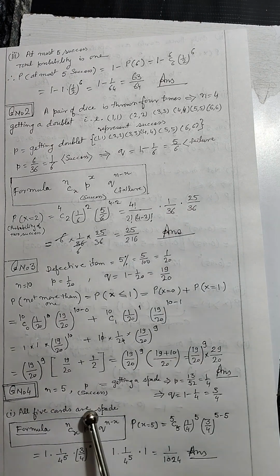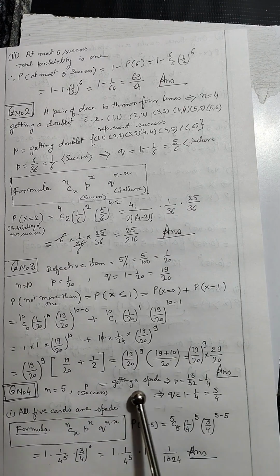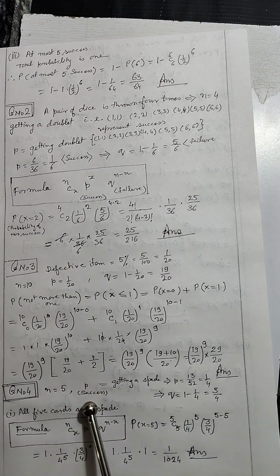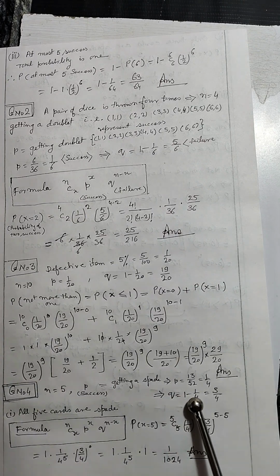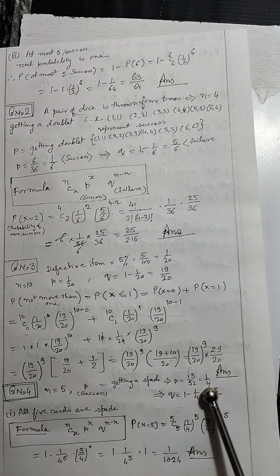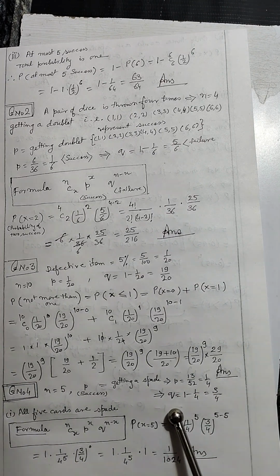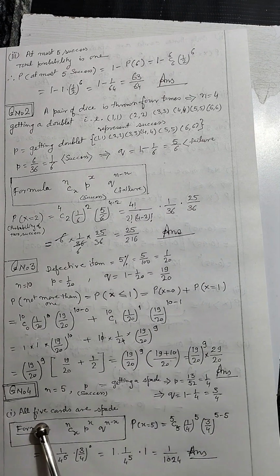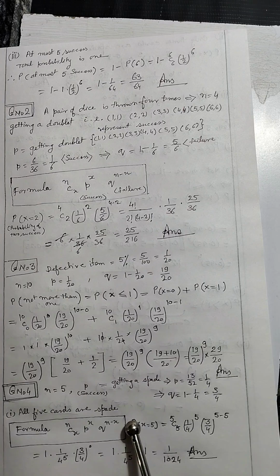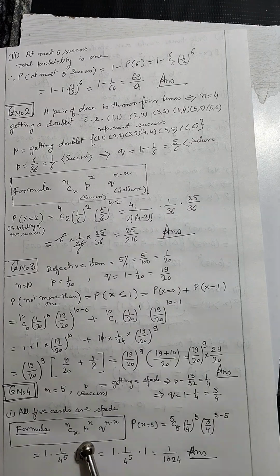Here n is 5. P stand for the success and getting the spade. Spade अगर आता है तो सक्सेस का है. So probability will be equal to 13 divided by 52, that is 1 by 4. And failure क्या लिया होगा? 1 minus 1 by 4, that is 3 by 4. So all 5 cards are spade. So the formula which we will use here, that is NCX into P raised to power X and Q raised to power N minus X.